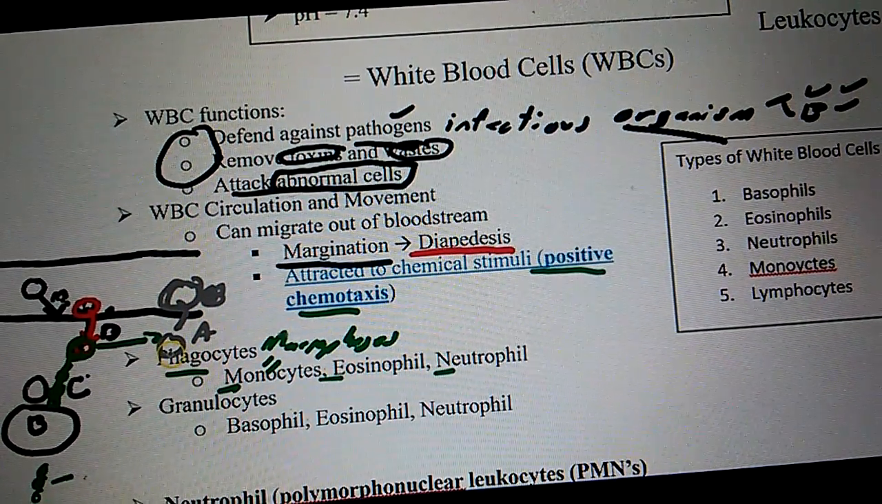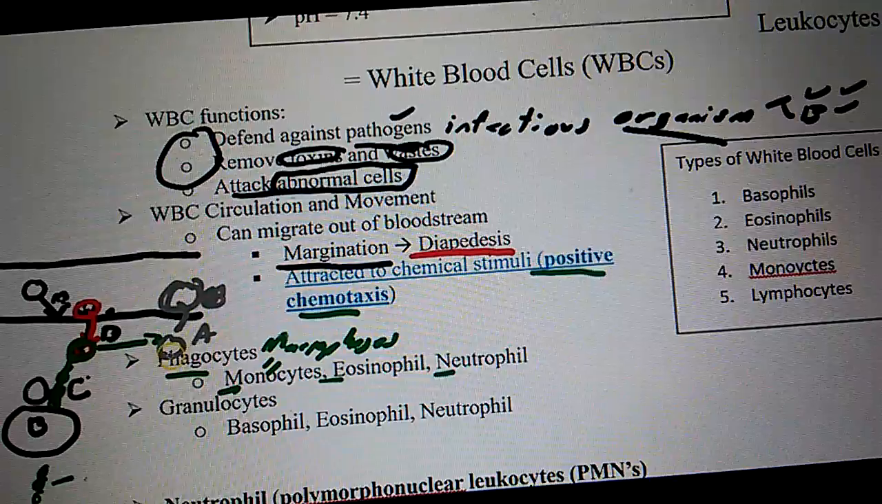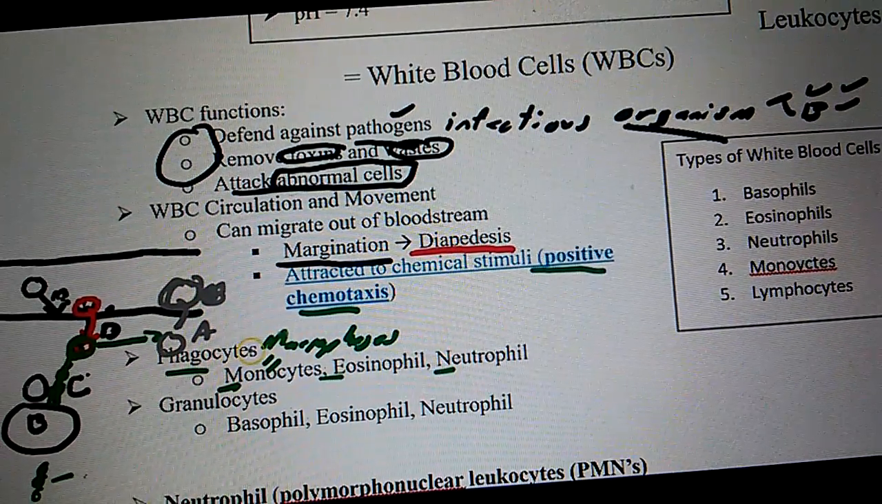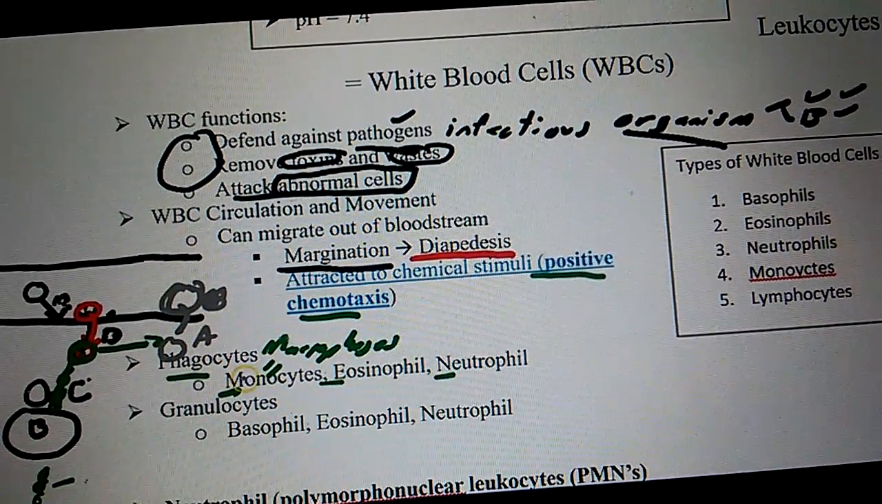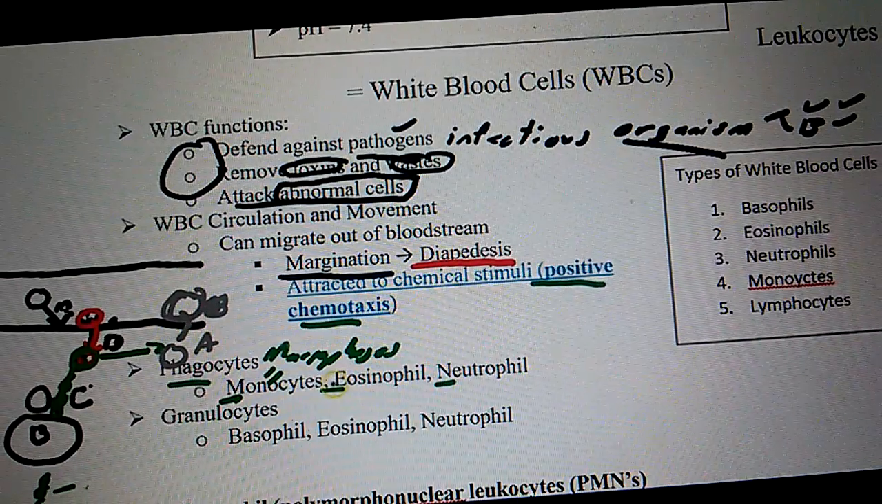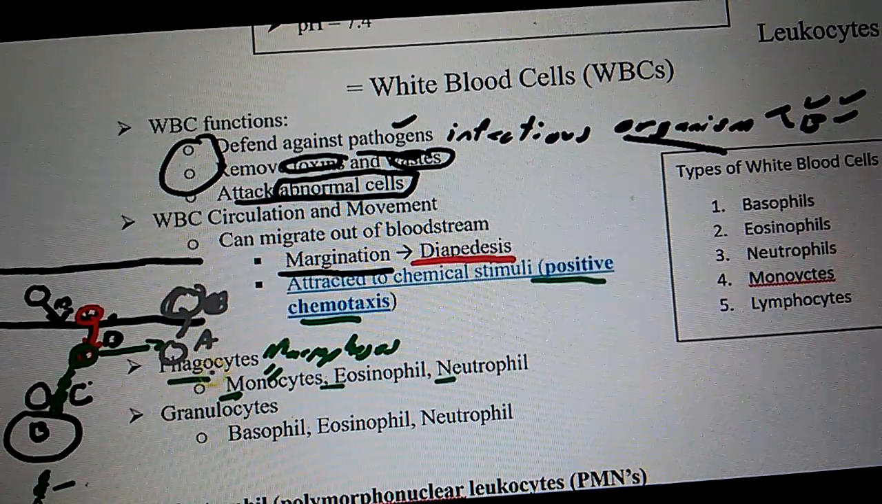So what does a monocyte become? Macrophage. So are macrophages phagocytes? Yes. Are eosinophils phagocytes? Yes. Are neutrophils phagocytes? Yes.